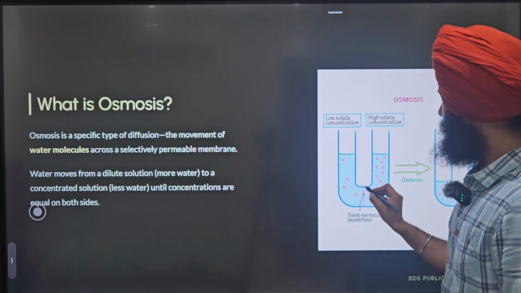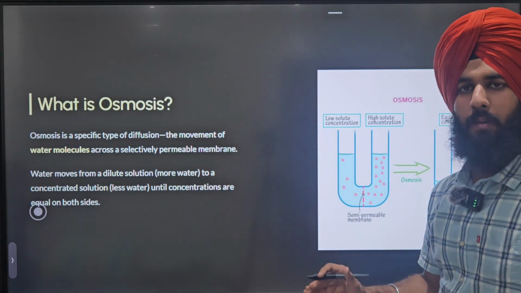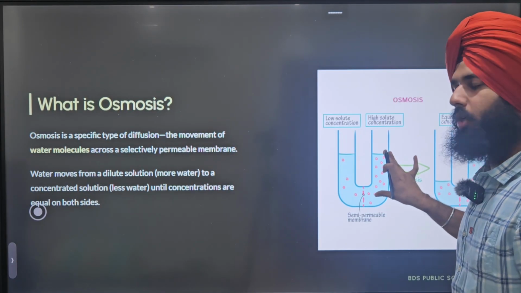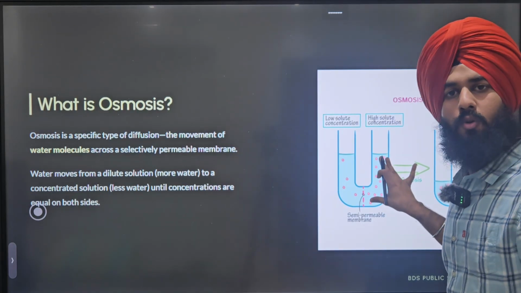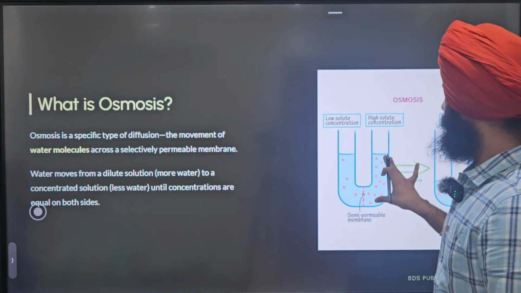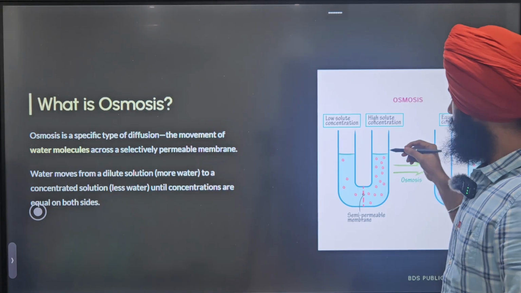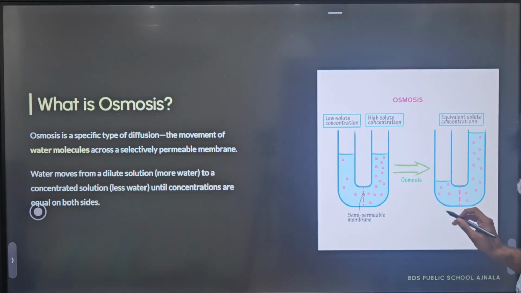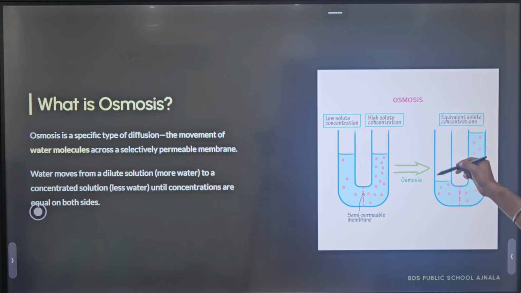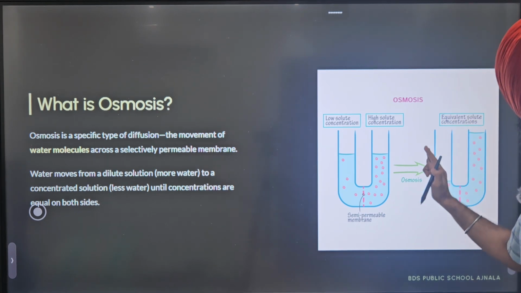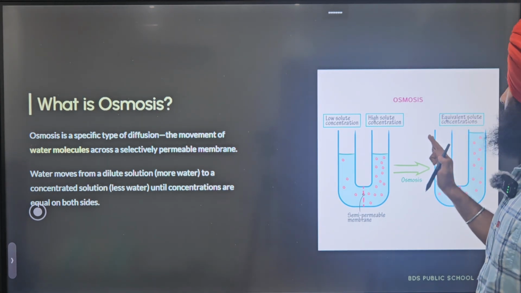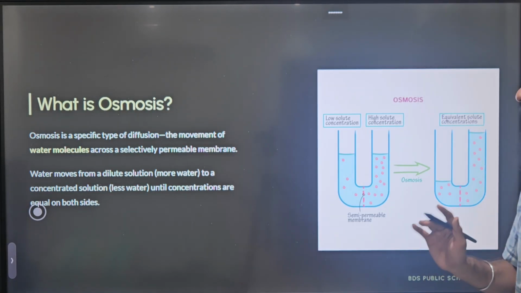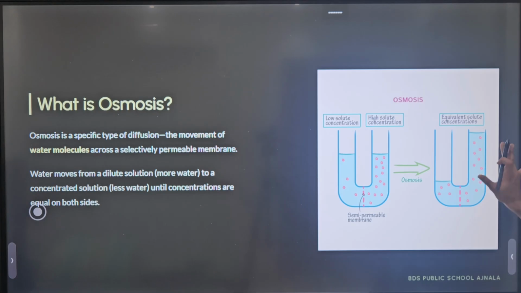This is a selectively permeable membrane that only allows water to pass through and nothing else, and it goes into the side with a higher concentration of solute. The solute could be salt, it could be sugar, it could be anything, but it does not flow backwards due to this selectively permeable membrane. Therefore the water will keep flowing, so the water level on this side of the membrane will go down and the water level on this side will go up until equilibrium is reached.